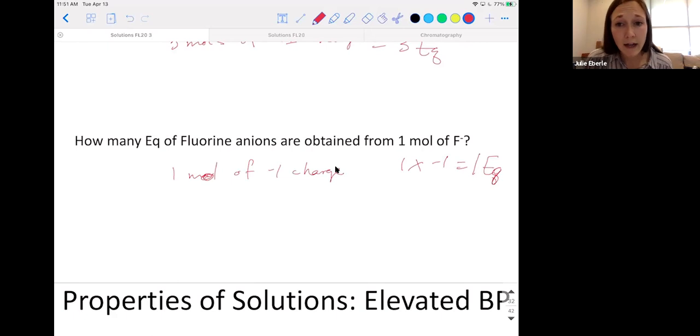Okay, but what if I had a compound? On your homework, with either osmosis or equivalence, it'll do something like this. What if we had CaCl2? What if I have 1 mole of that? How many equivalents?